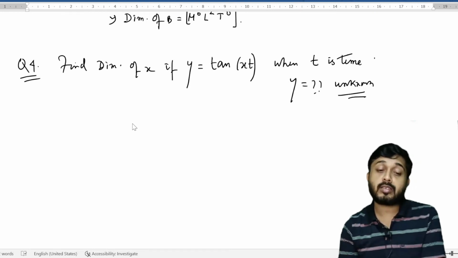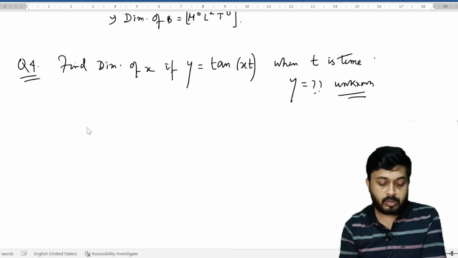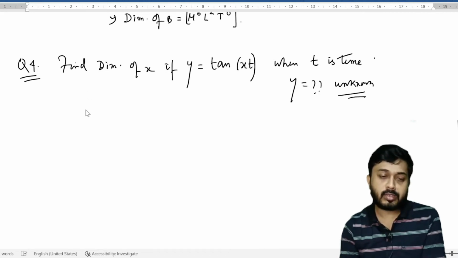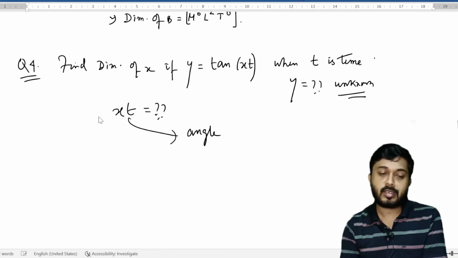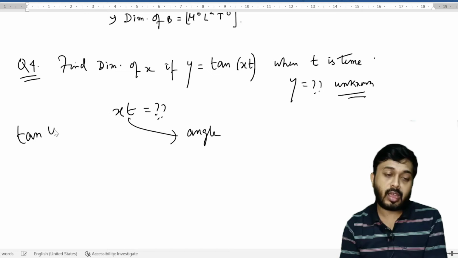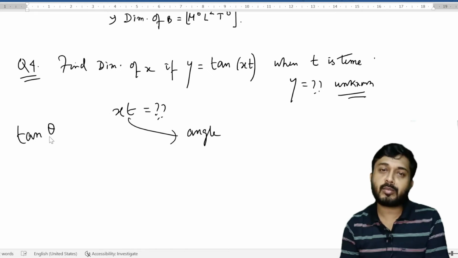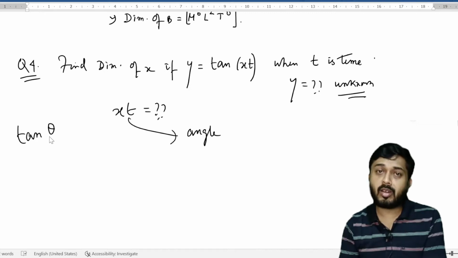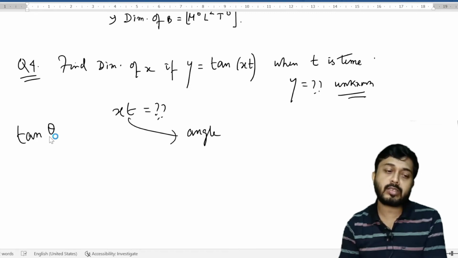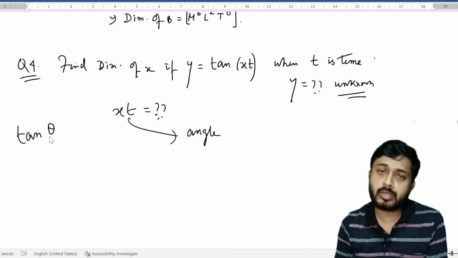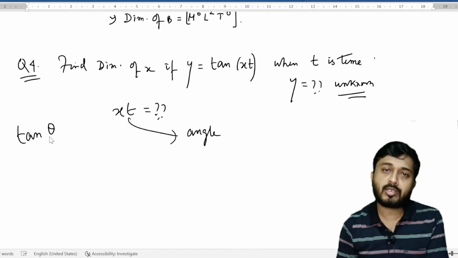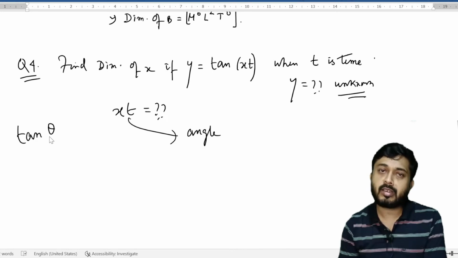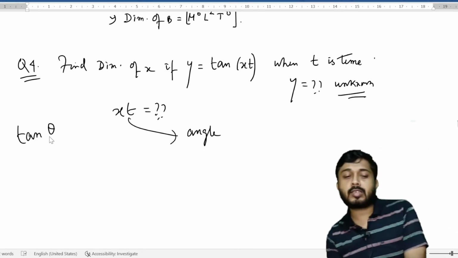All you need to understand is what is xt. Can you tell me what is xt? Xt is nothing but an angle, isn't it? Because tan of an angle is something which makes sense. It's tan of some angle, which is theta, generally the symbol which we use. Tan of an angle of course has to be there in order to give it a meaning. So xt is nothing but an angle.